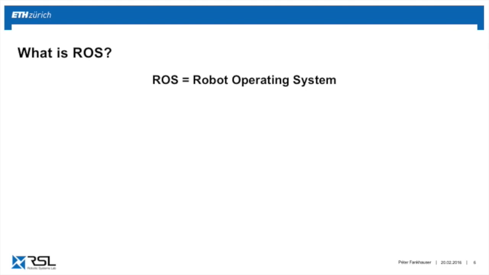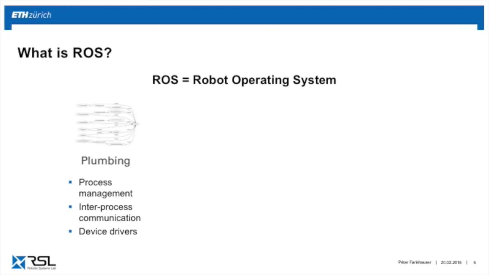So what is ROS? ROS stands for Robot Operating System. It's not actually an operating system like the ones you have installed with Windows, Mac, or Ubuntu. It's more a middleware that lives between the actual operating system and the program that you write. It has 4 different elements. One is the plumbing, which means that you have multiple programs running, and ROS enables these programs to communicate with each other. Also, it provides a bunch of device drivers that allow you to easily communicate with your hardware.